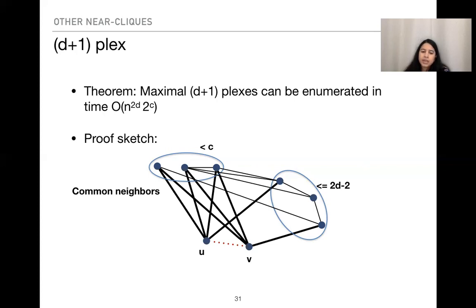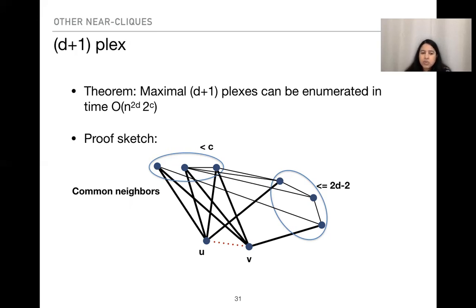And so that means that the number of vertices that U is not connected to in this subgraph is at most D, and the number of vertices that V is not connected to is at most D, which means that the set that I have marked in the circle on the right can be of size at most 2D minus two, because U and V are themselves not connected to each other. And so this basically gives a bound on the size of any maximal D plus one plex. So we can essentially look at every missing edge and enumerate these two sets. And that's how we get the running time.